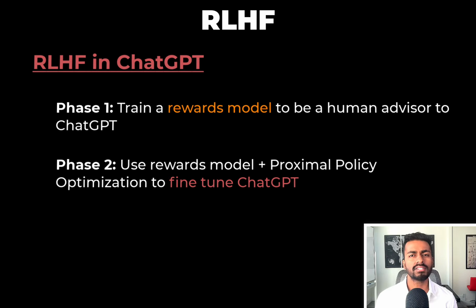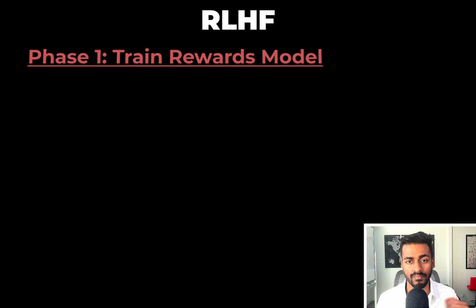In this pass, let's talk about how ChatGPT makes use of reinforcement learning through human feedback for a practical application. It's split into 2 parts. First is train a reward model to be a human advisor to ChatGPT. And then the second is use this rewards model along with an algorithm called Proximal Policy Optimization to fine-tune ChatGPT. Let's talk about each part now, starting with the rewards model.